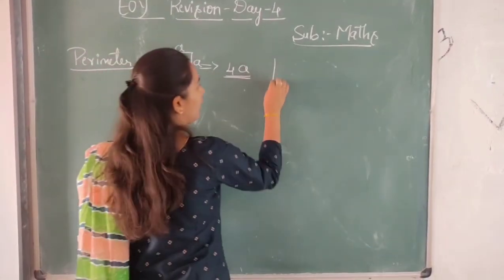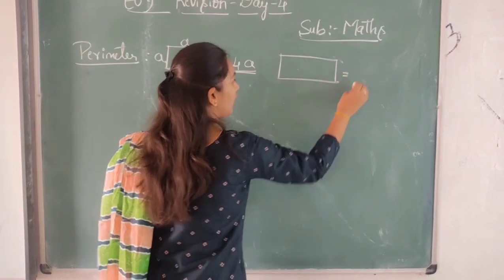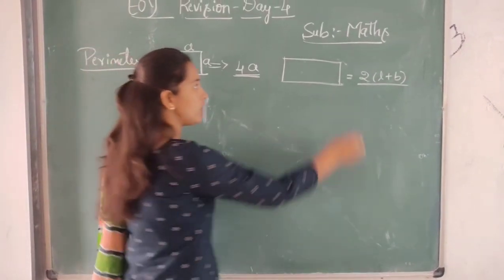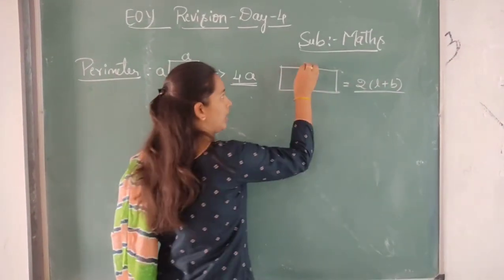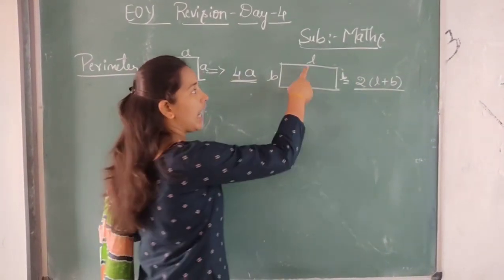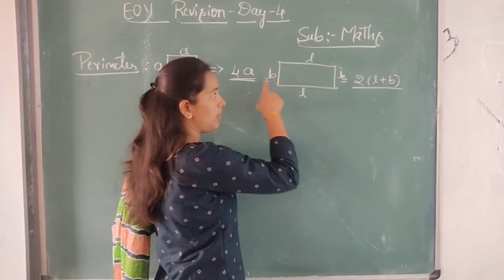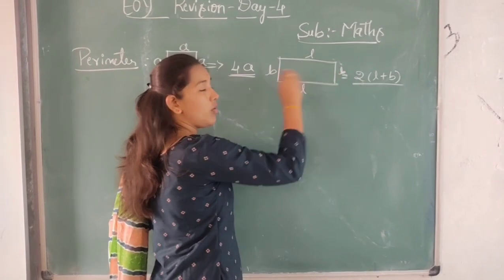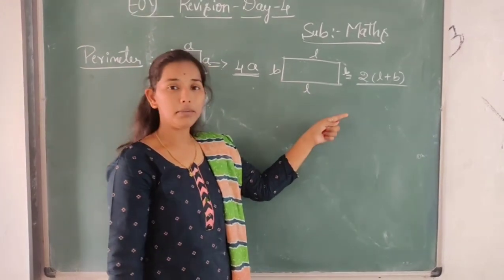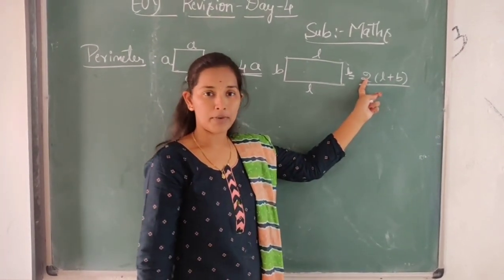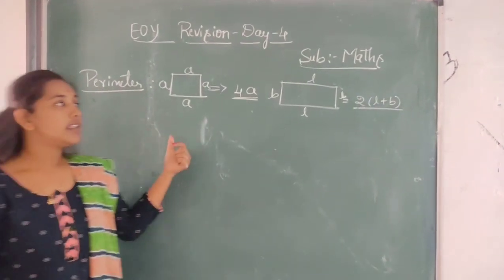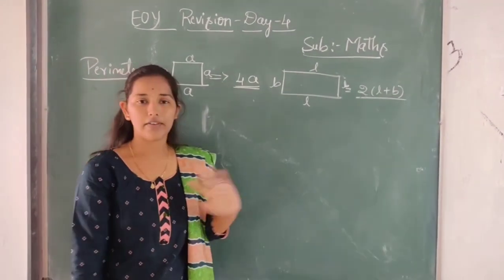Now, when it comes to a rectangle, the formula is 2 into (L plus B). Why 2 into L plus B? Because in a rectangle, opposite sides are equal. This is L, the length, and this is B, the breadth. When we add L plus B plus L plus B, we take like terms together: L plus L becomes 2L, B plus B becomes 2B. Taking 2 common outside, it becomes 2 into (L plus B), the perimeter formula of the rectangle. Like this, there is a perimeter formula for all the given polygons.